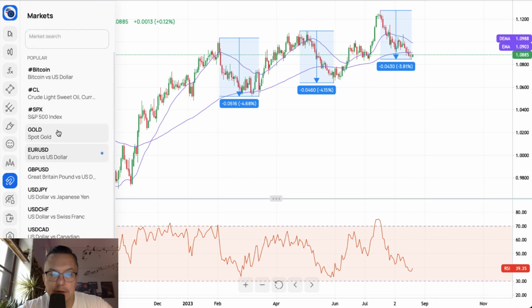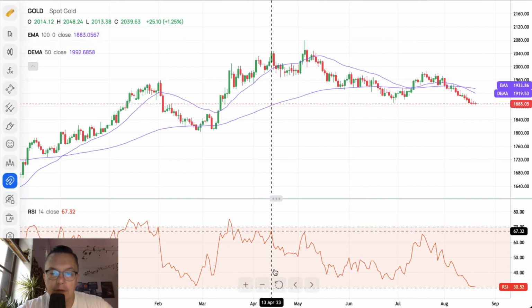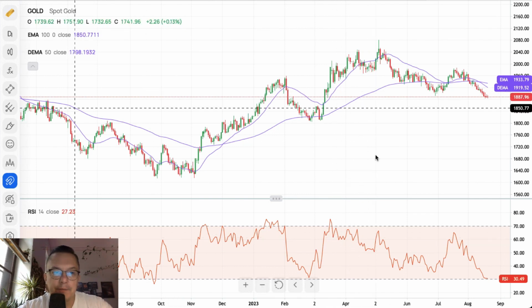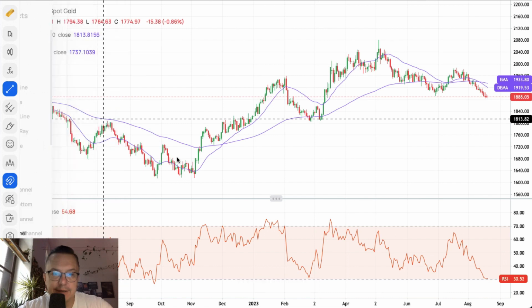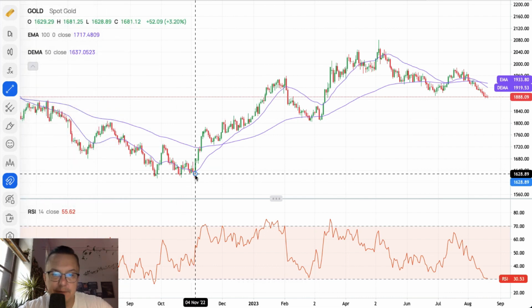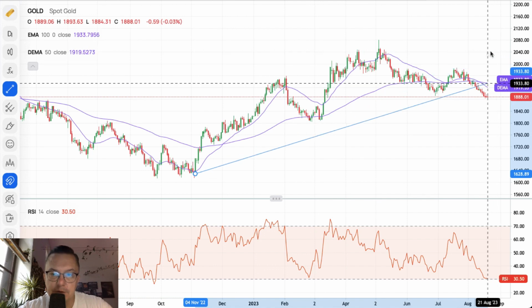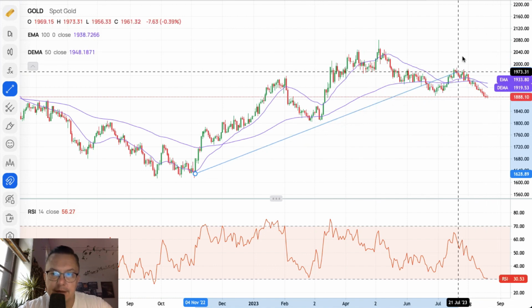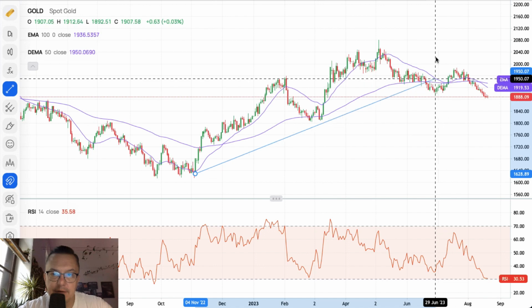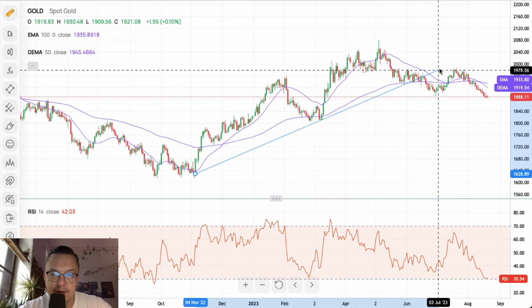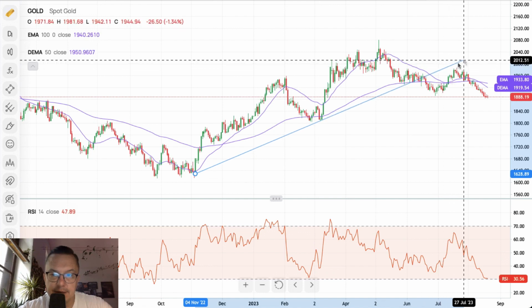Let's take a look at gold. Why are we looking at gold? Because the gold market, as you can see, is still doing that downtrend. If we take a look at this simple trend line that we can place here, you can clearly see that this trend line was violated already. Okay, we got it here.